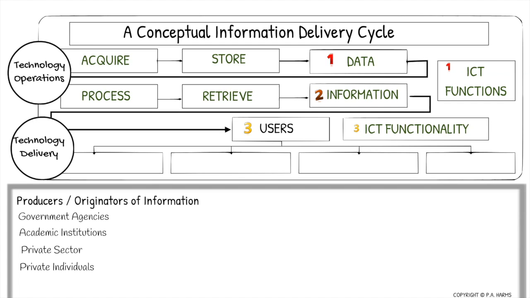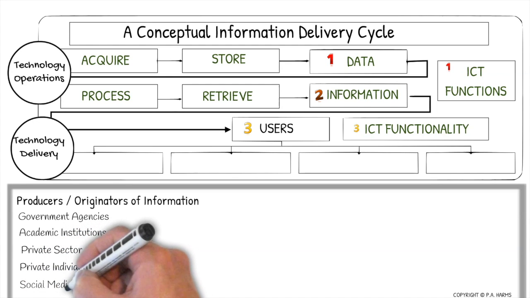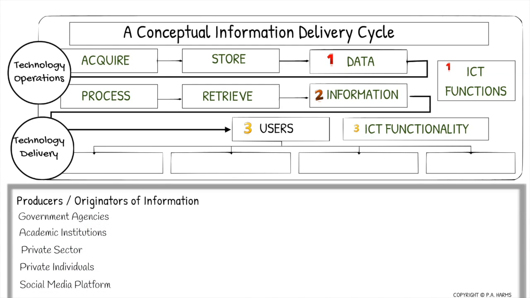Next, we consider private individuals. Individuals also create information. Many print and web documents available today are created by private individuals, some of whom have their own websites or pages. And lastly, the social media platforms. Some individuals disseminate information through Facebook, Twitter, blogs, YouTube, Instagram, etc.